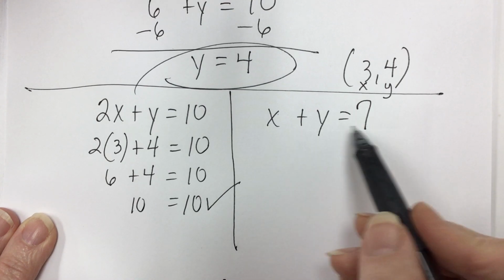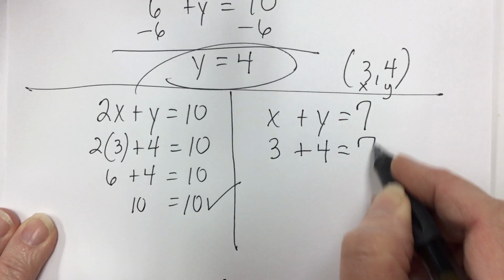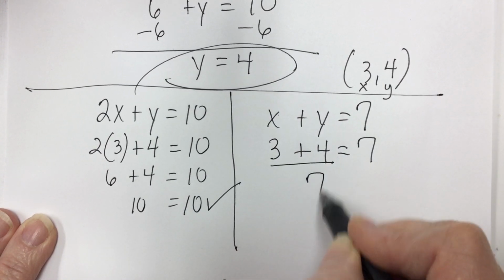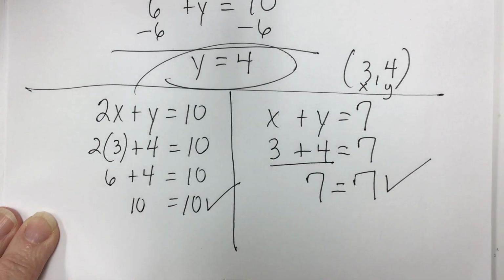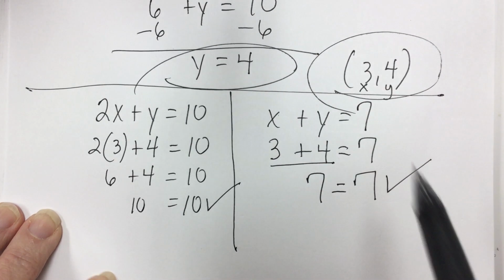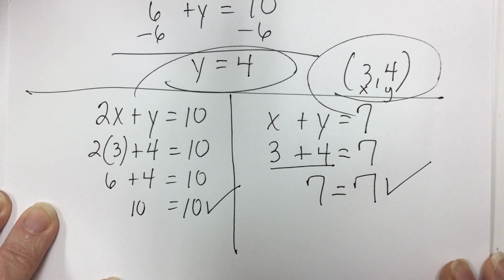Checking it on the second equation, x is 3 plus y is 4. Does that give me 7? When I add 3 plus 4, yes, I get 7 equals 7. So the left side equals the right side. So the solution to this problem is 3, 4, where I use the subtraction method.